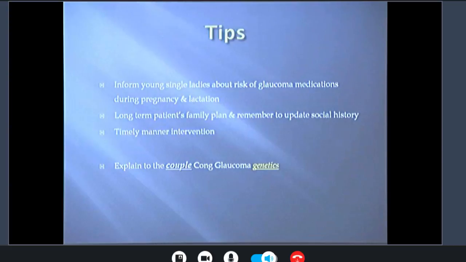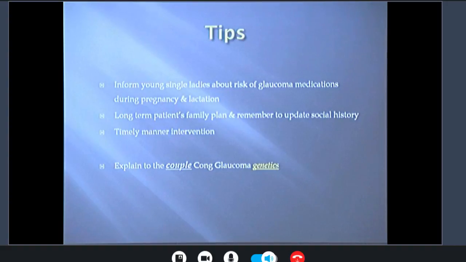Just remember that the absolute success of glaucoma surgery has an expiration date. So maybe we'll do a trabeculectomy and it fails in 2-3 years, so there is no use of doing it now. You can postpone it till the patient is planning to get pregnant and do it a few months ahead so that it can cover her pregnancy and her lactation period.